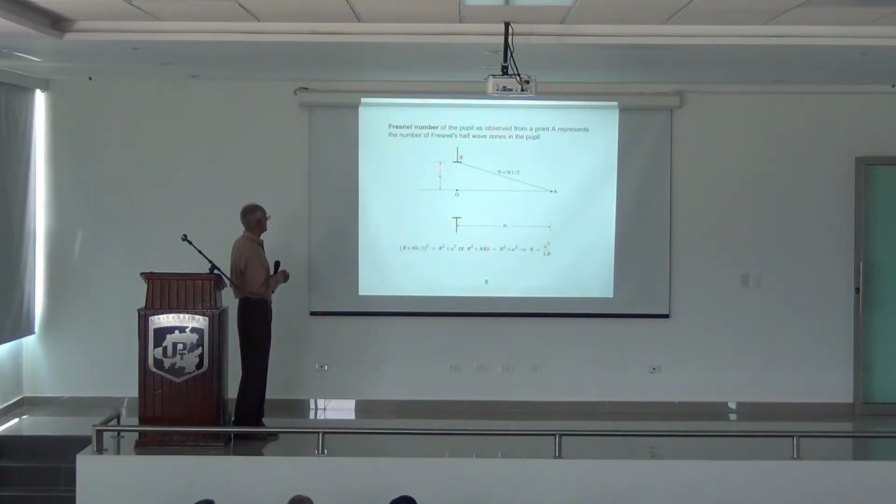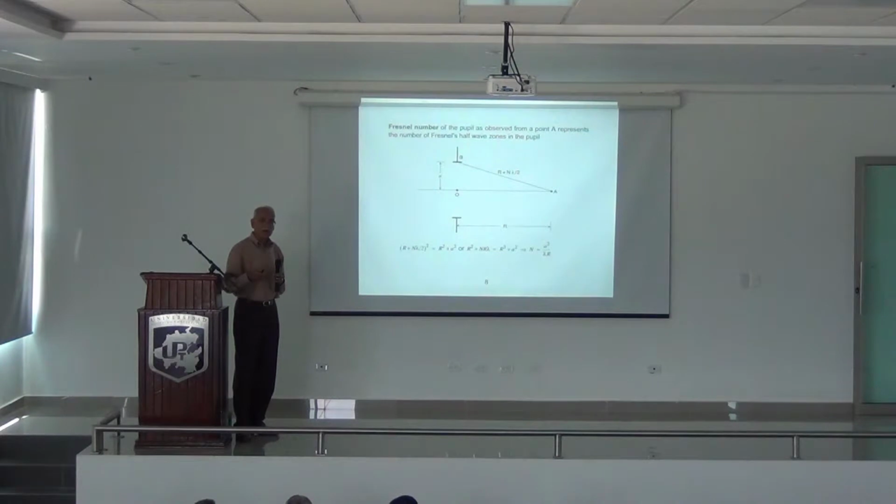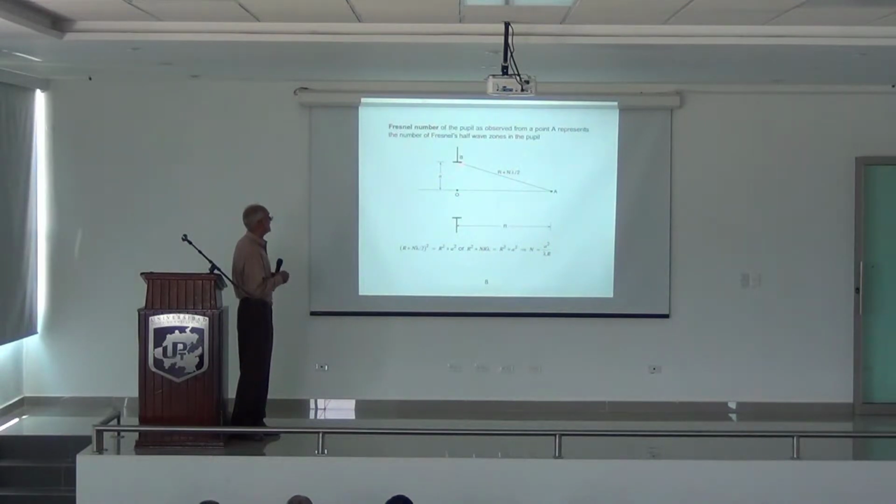Here is the pupil plane, radius a, focal point at a distance r. Fresnel number represents the number of Fresnel's half-wave zones. The pupil, how many half-wave zones does it have? How do we calculate? This distance is r, this distance is r plus n times lambda over 2. N is the Fresnel number, lambda over 2 represents a half-wave zone. And this is the diagonal of this right angle triangle.